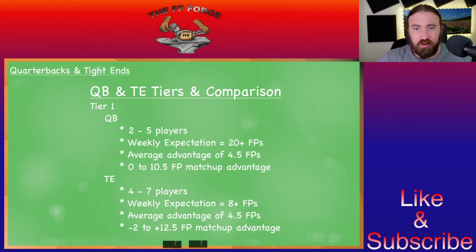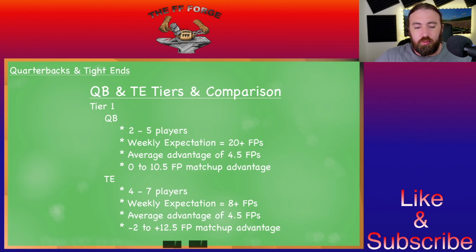For the tight end position, looking at a little bit of a bigger pool of players here, 4 to 7 tight ends making up this first tier, the weekly expectations being 8+ fantasy points. So you look at your guy and you say, I know you're good for 8 fantasy points. You're not going to score less than that.